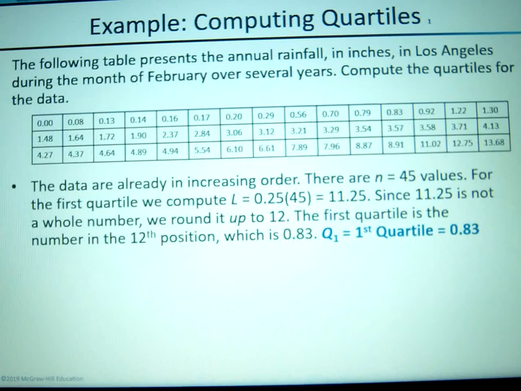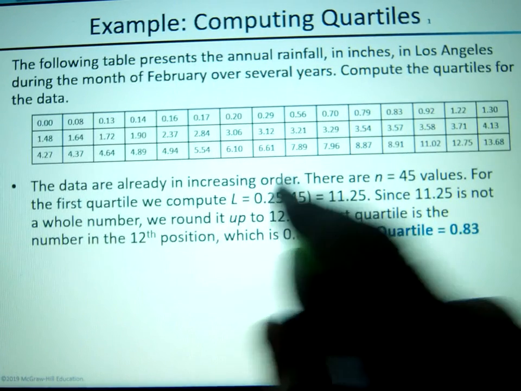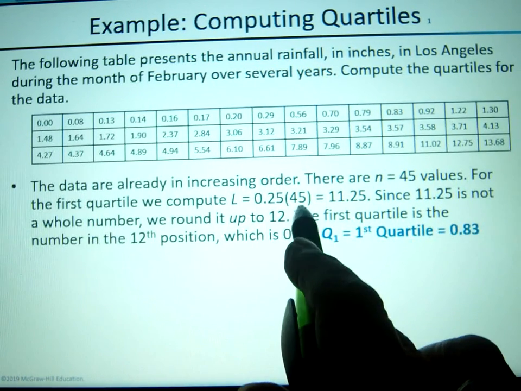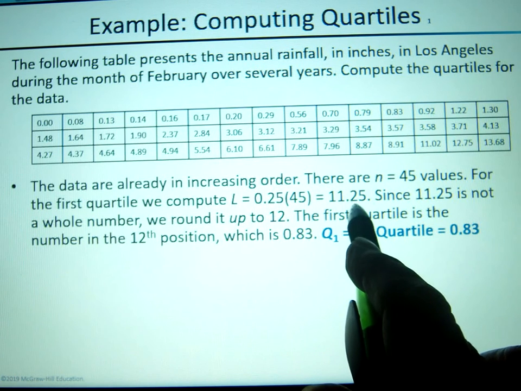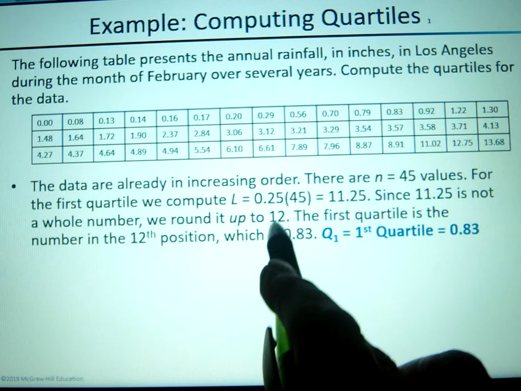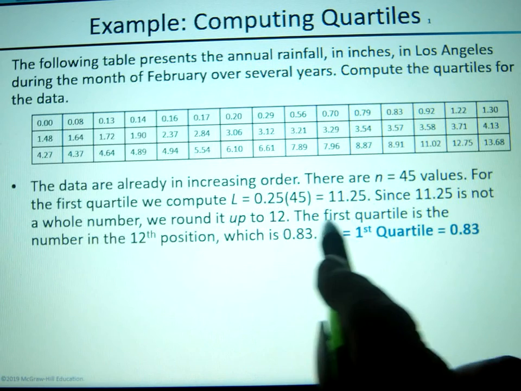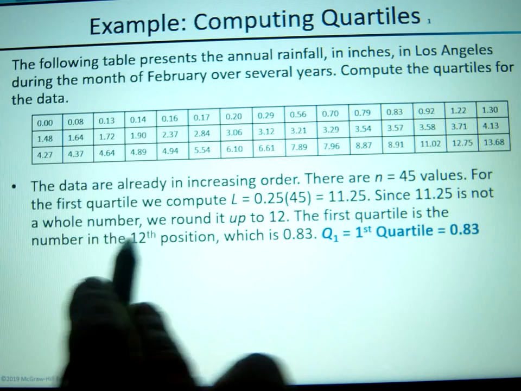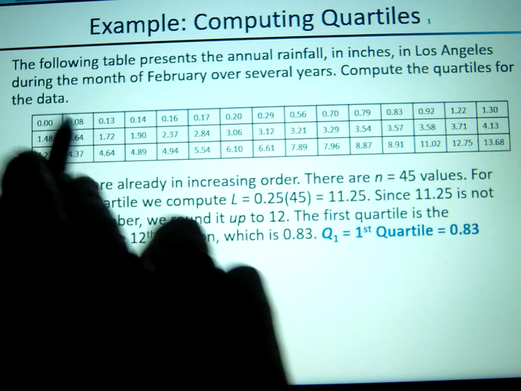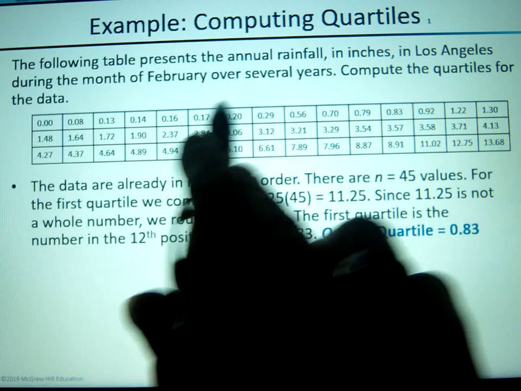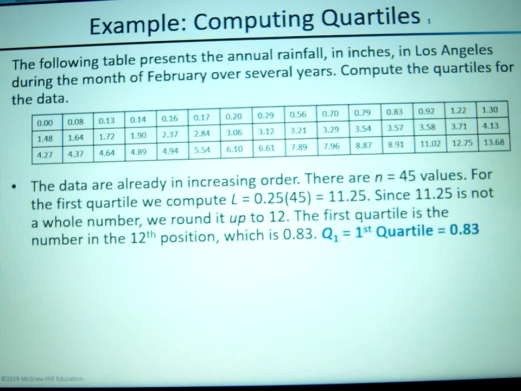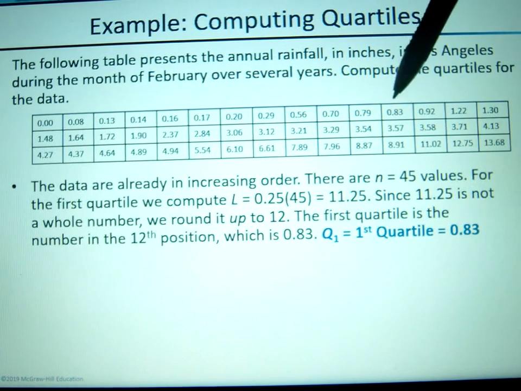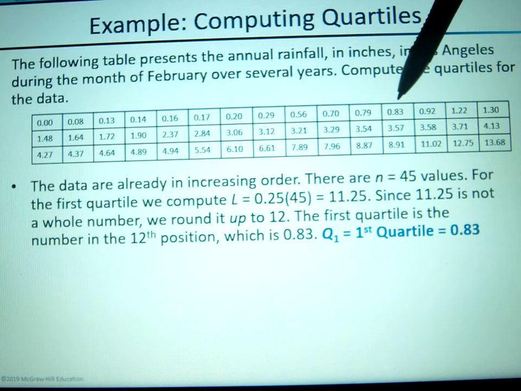There are 45 values. So for the first quartile, we're going to take 0.25 times 45. We get 11.25. It's not a whole number, so we're going to round it up to 12. So that means the first quartile is in the 12th position. 1, 2, 3, 4, 5, 6, 7, 8, 9, 10, 11, 12. The first quartile would be 0.83.